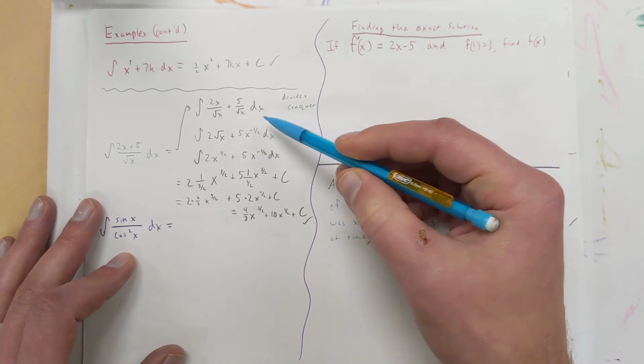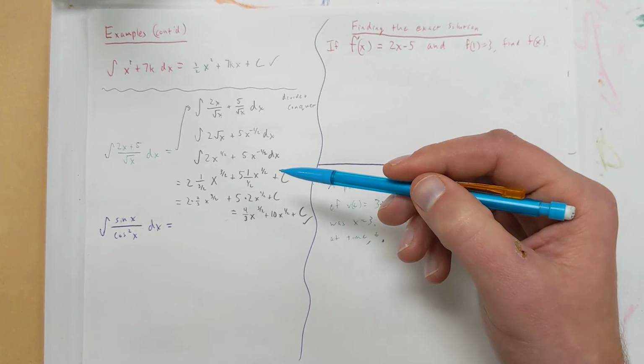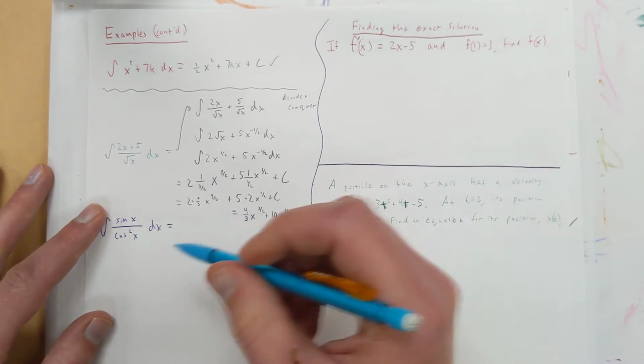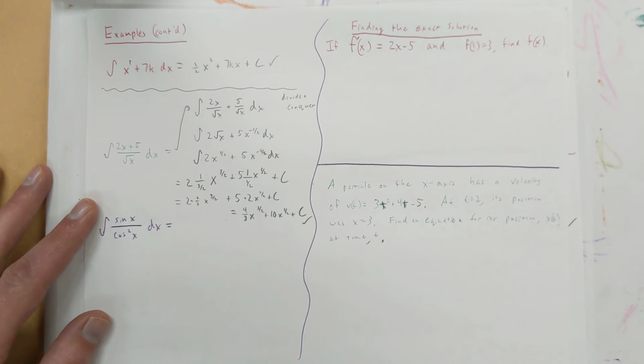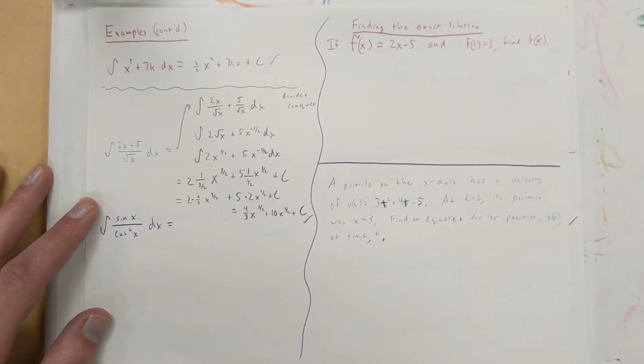So that took some effort. That took a lot more effort, but still no major new concepts there. On this one, I don't think you know what the antiderivative of sine of x over cosine squared of x is.